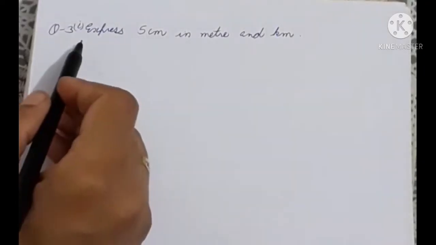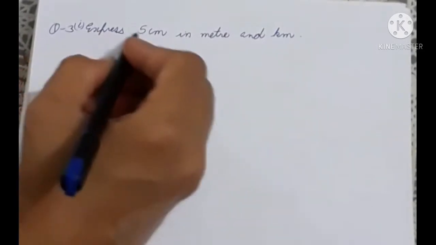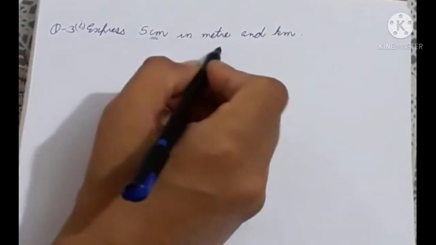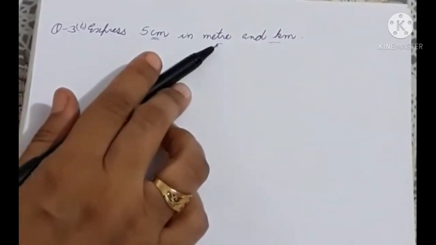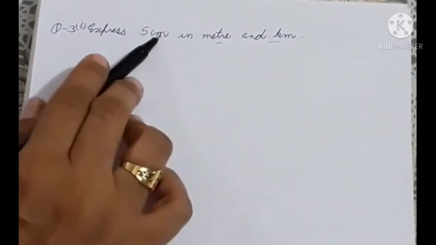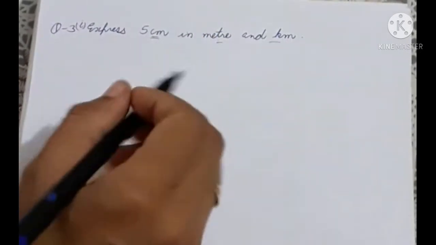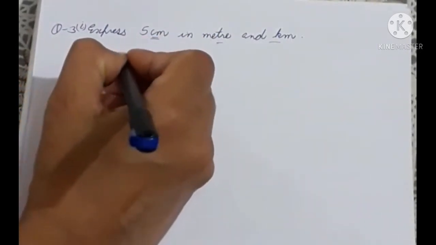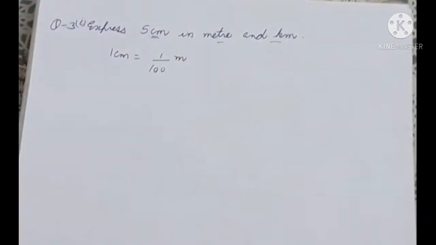Question number 3 is express 5 centimeters in meters and kilometers. Now we have to convert centimeters to meters and kilometers, means the smaller unit to the greater unit. Centimeters to meters and centimeters to kilometers. For this we should know the relation between centimeters and meters. 1 centimeter equals 1 upon 100 meters.